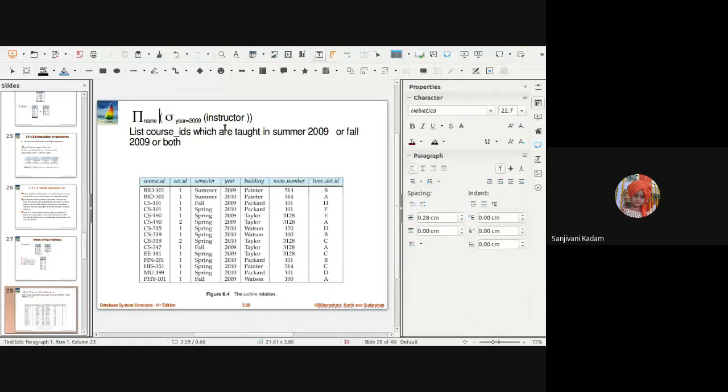So you are saying that course ID should be there. So we have to retrieve the course IDs which are taught in 2009. But it might happen that if we only go for year equal to 2009, it is going to list those courses which are taught in spring 2009 also. So we also have to perform the OR operation, or the AND operation, in select.